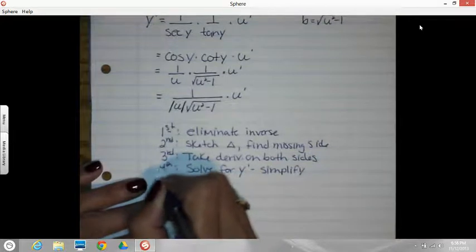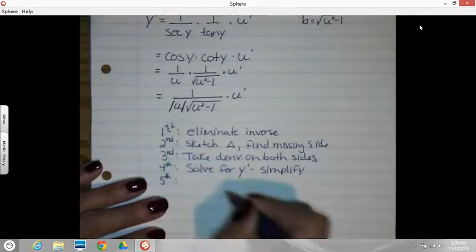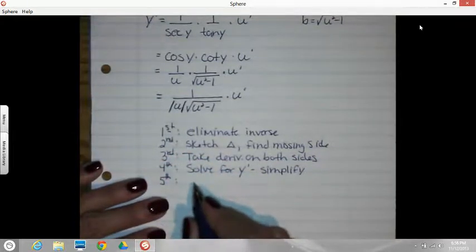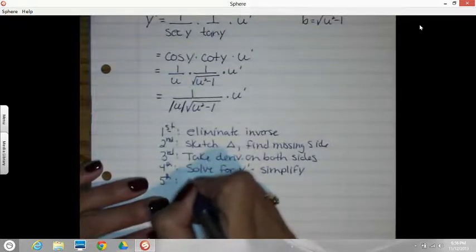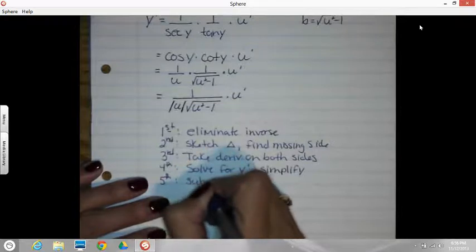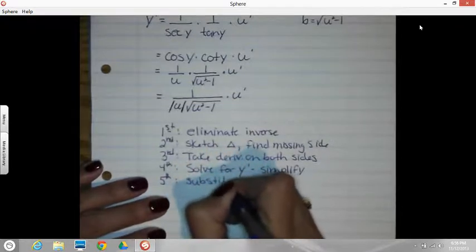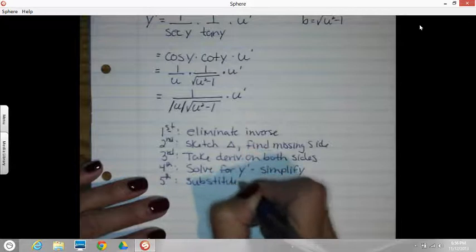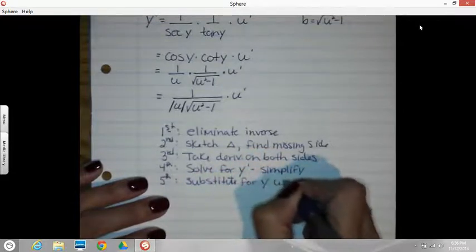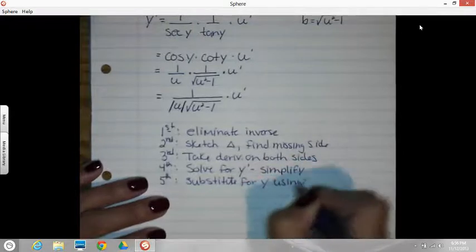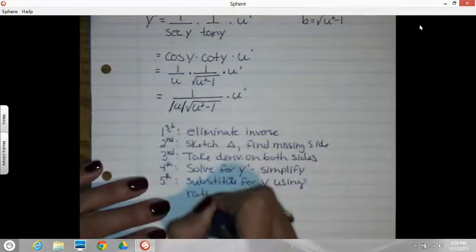Then use your substitute for the y's, get your ratios from the triangle. So let's see. Substitute. Let's substitute for y using ratios from the triangle you drew earlier.